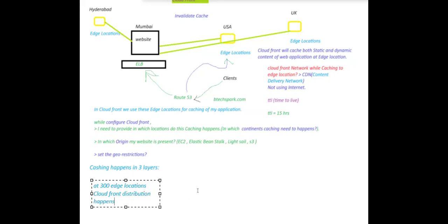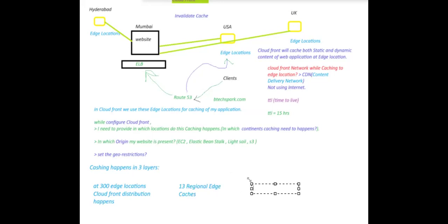On top of this, it also creates caches at regional edge locations. That means it creates regional edge caches at regional edge locations. So how many regional edge locations do we have? We have a total of 13 regional edge locations. This count may improve in the future as well.